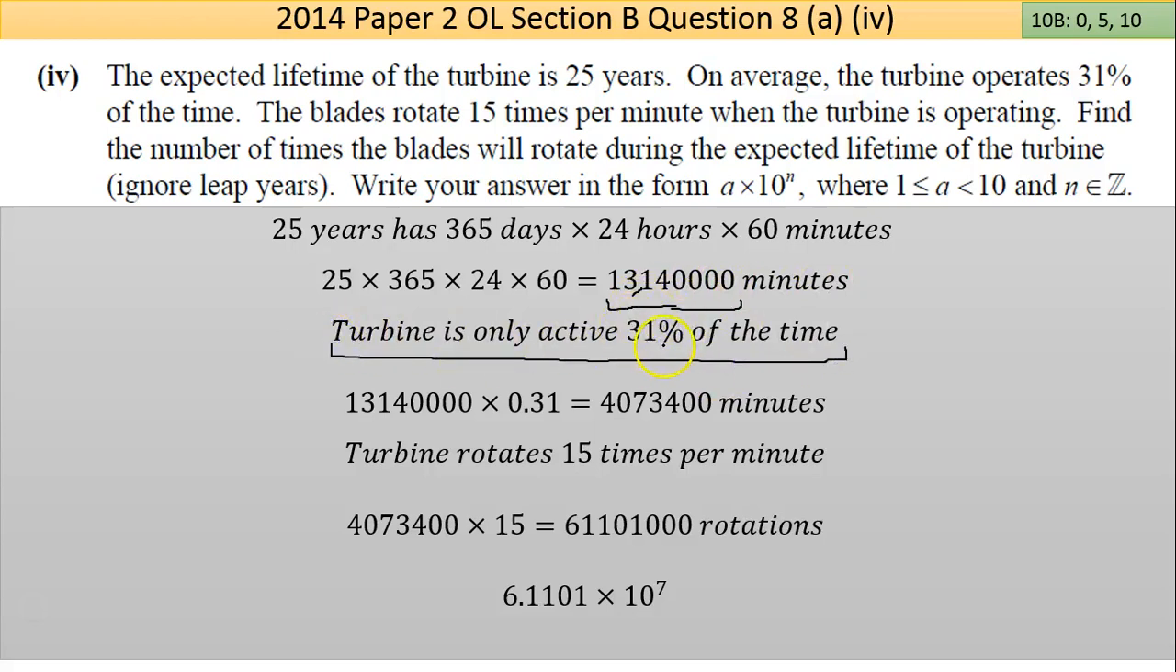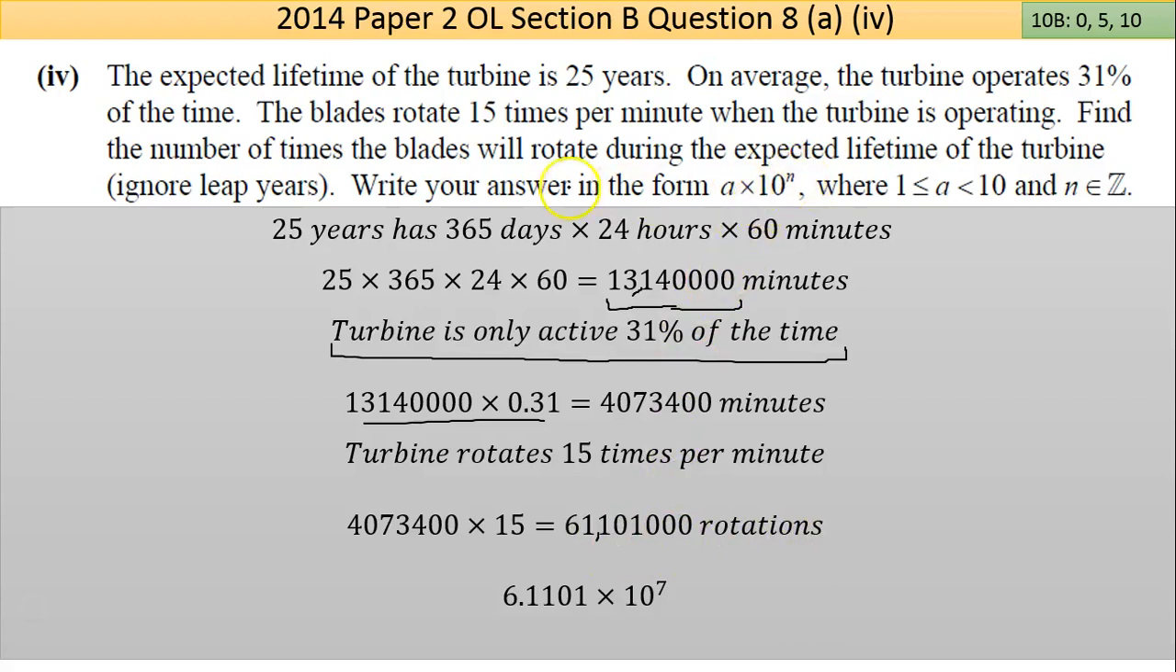Now, the turbine is only active 31% of that time. So you need to find out what's 31% of that number on top. I've done that here. I've multiplied by 0.31, but remember, 0.31 is the same thing as 31 over 100. I end up now with this new number, 4,073,400 minutes. Now, it says that the turbine rotates 15 times every minute. So I'm going to go back up in size, multiplying that by 15, and I end up with 61,101,000 rotations. Okay, now, that's the answer.